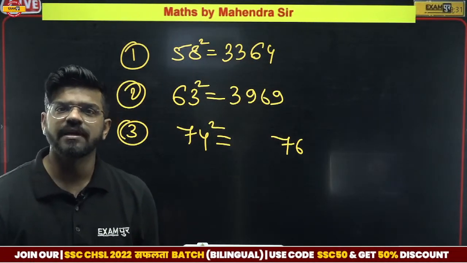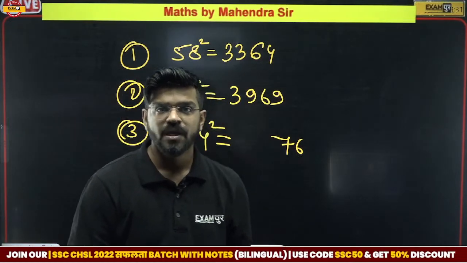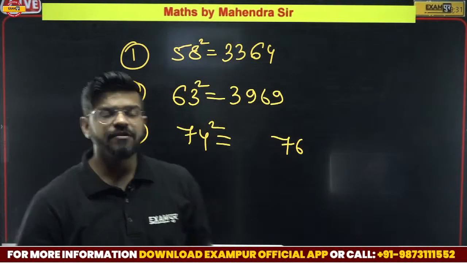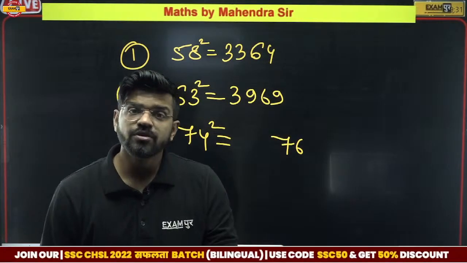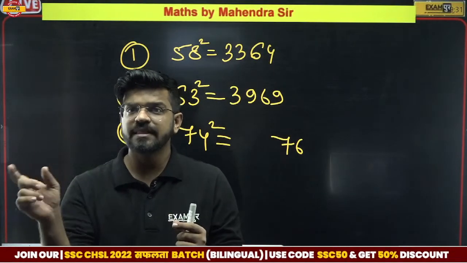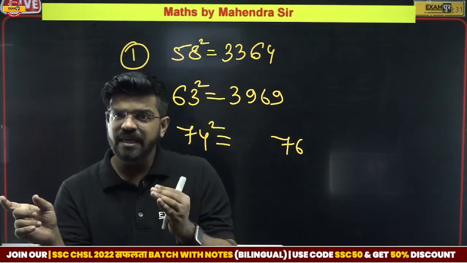39, 16. Absolutely correct, Swan. Absolutely correct. Okay, without pen and paper, you can easily tell me. Now 74 square. So 74 is 24 more than 50. That means 24 square should be in the last two digits. So 76 should be in the last two digits, and 5 will be carry out.